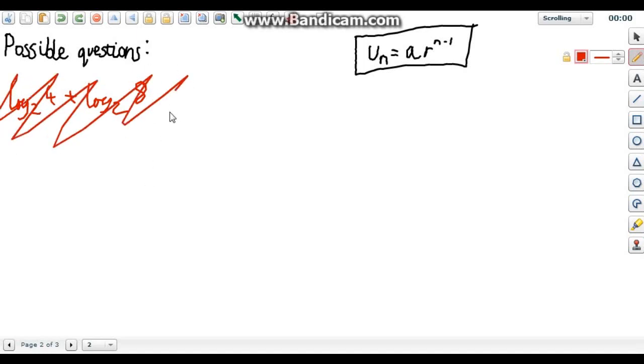So this is not one you really have to worry about, so I'm not going to talk about that for much. Another way they could bring logs into the exam is through an AP and GP question.